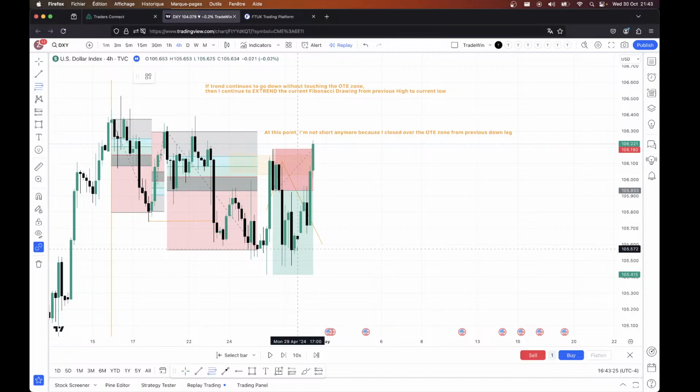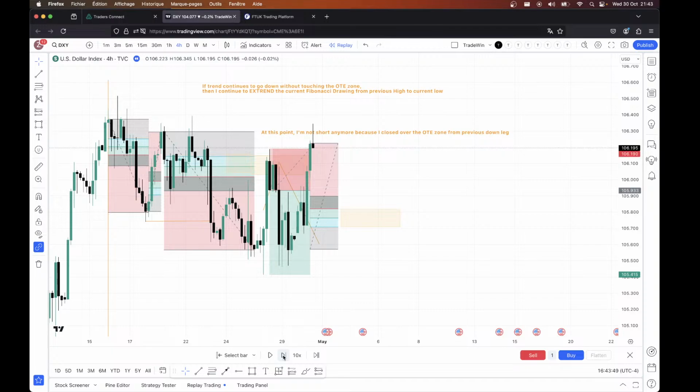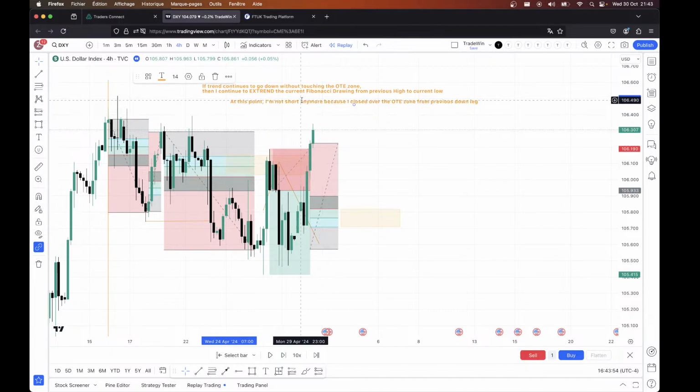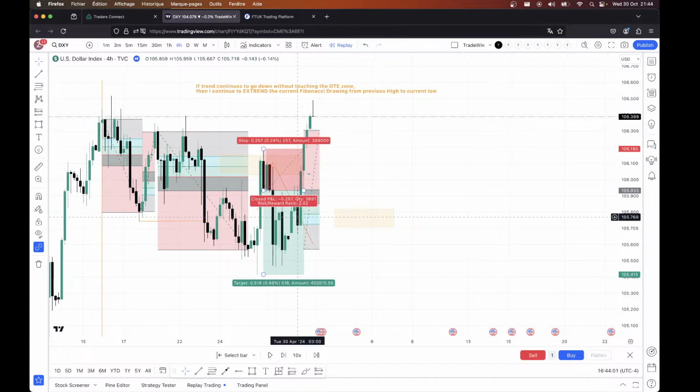So let's do again. Here is the low. Here is the high. If we are still going up, I believe that price will go back into the OTE zone, reverse from it, and then go higher. That's again how I deal. Let's see. Okay, I'm just sorry, move that. I'm adapting here. We are going higher.